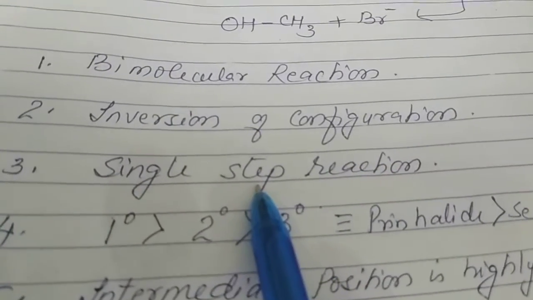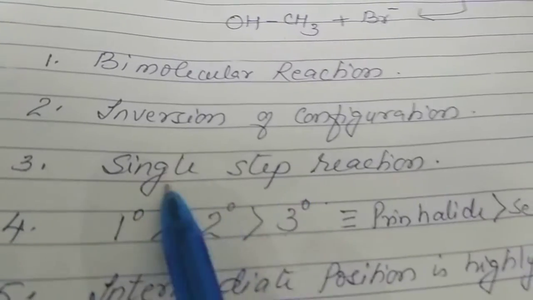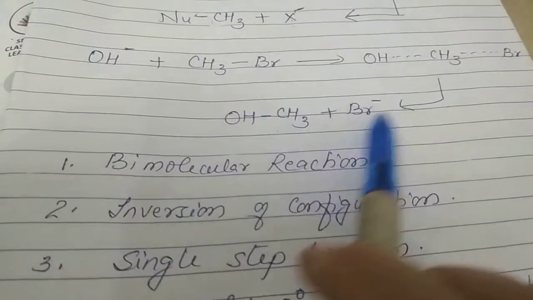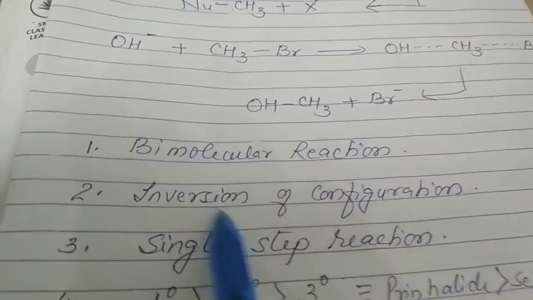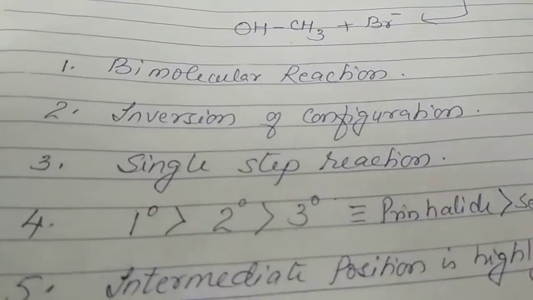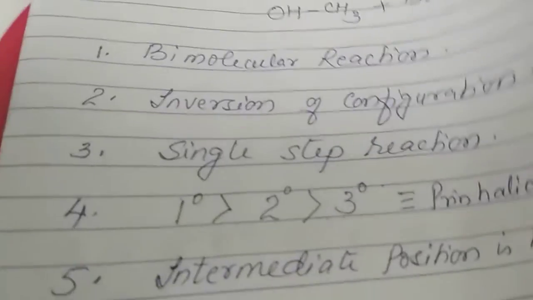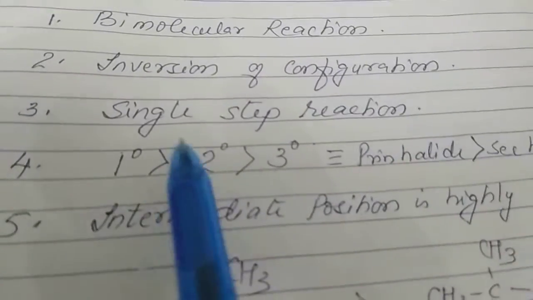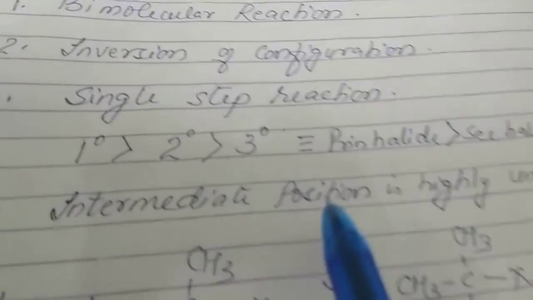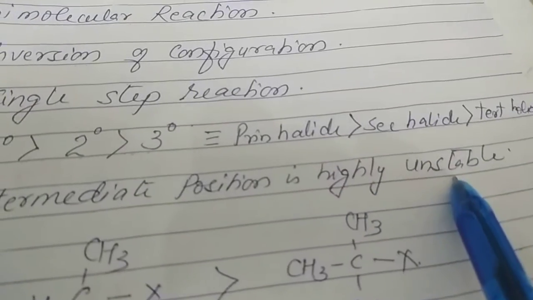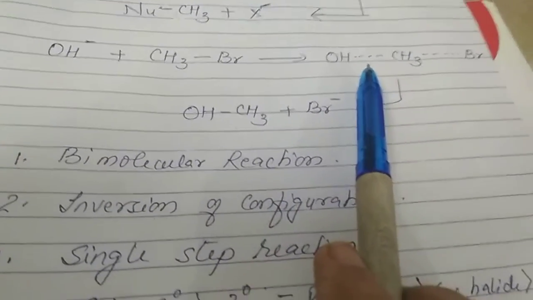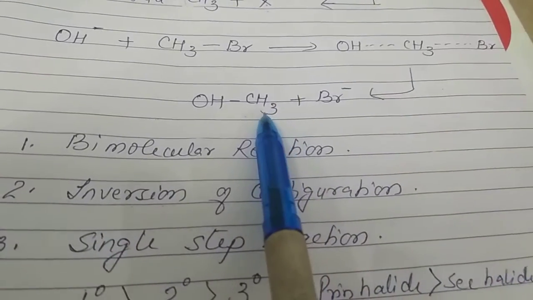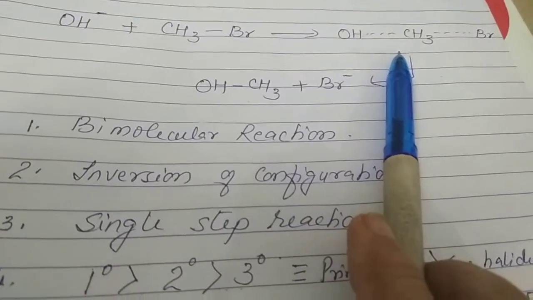The next important point you have to remember is that this reaction is a single step reaction. In one step, this reaction gets completed. It does not need any further steps. Next, I will discuss the fifth point first, then the fourth point. The intermediate position is highly unstable. This we have already discussed. As soon as the intermediate position forms, it immediately breaks and forms the final product. It does not last long.